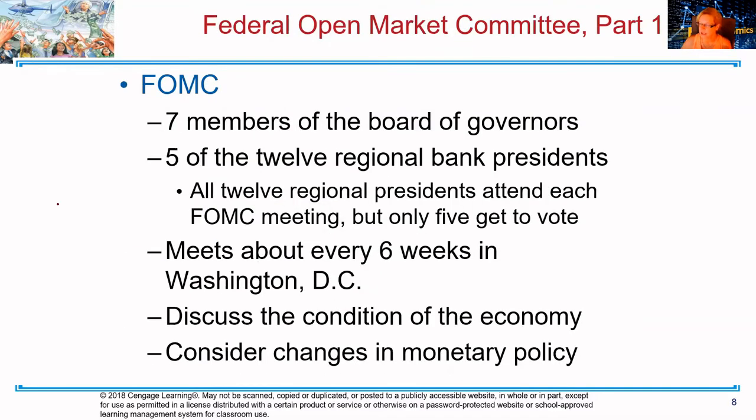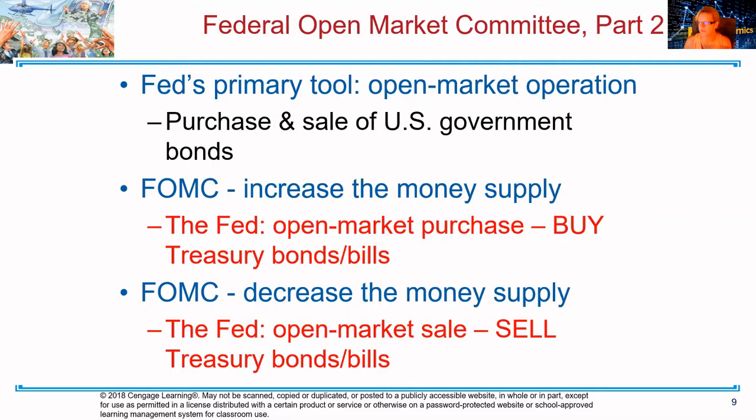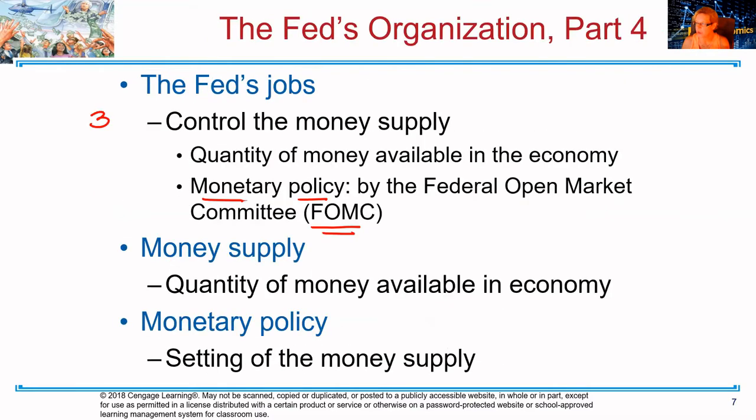Okay, the Federal Open Market Committee is part of the Federal Reserve Board of Governors, 7 members of the board of governors. So 7 out of that. And again, 5 of the 12, New York being one that always sits on the FOMC. They meet about every 6 weeks. And if you're interested in knowing what the FOMC reports are, you can go to fomc.gov, and it will give you all of the minutes to their meetings that they have. Okay, so kind of going back to this idea right here, what is it that they do?